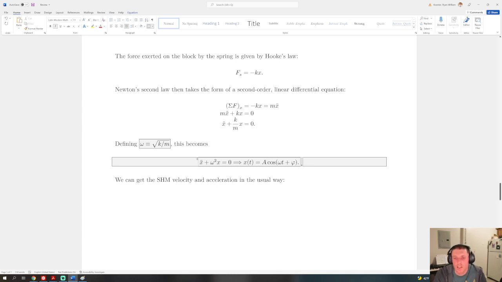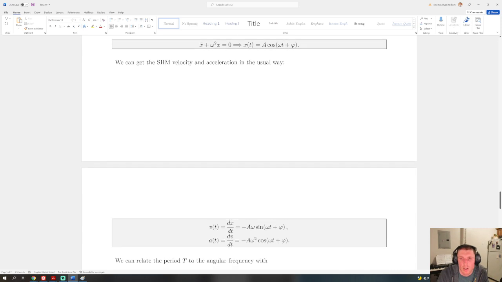And with this in hand, we can think back to week 2 or whenever it was, where we were talking about how the first derivative of position is velocity and the second derivative of position is acceleration. And we just do the math. We just crank the handle on this, and we wind up with an expression for the velocity in simple harmonic motion and the acceleration in simple harmonic motion.